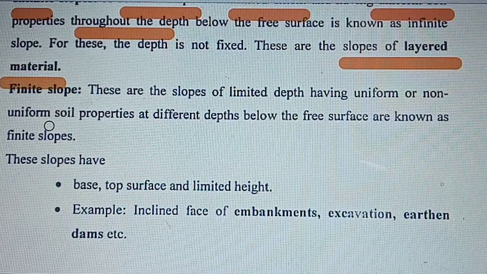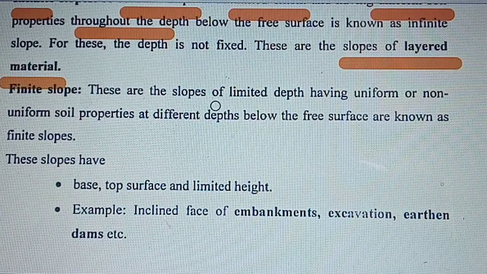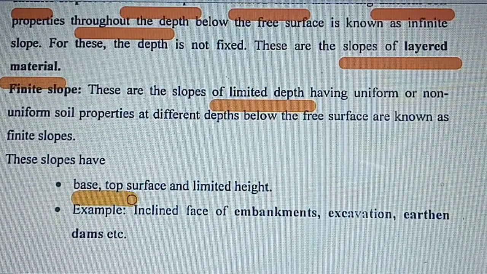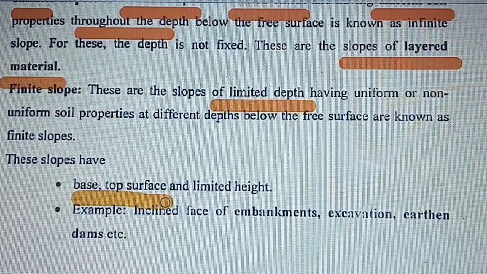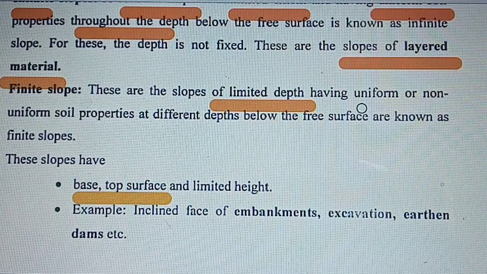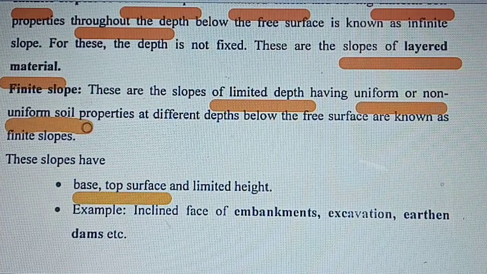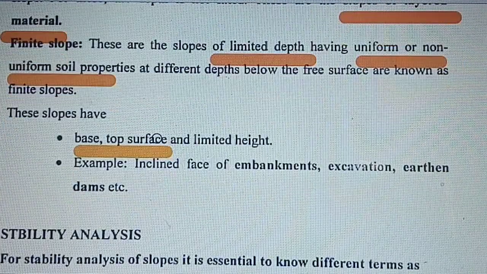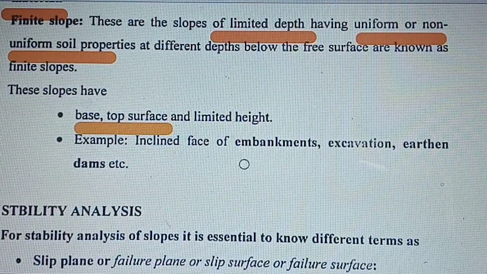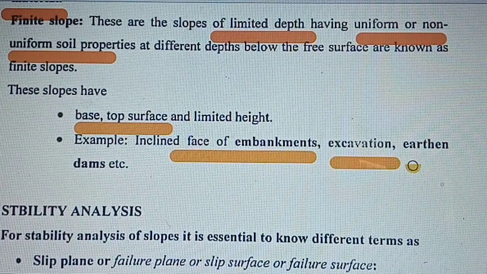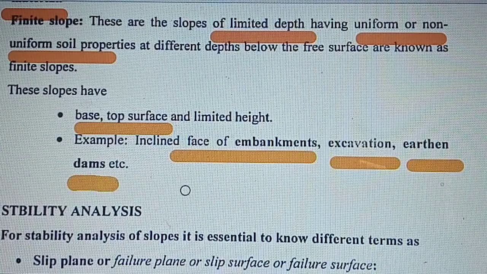Second is finite slope. In this case, the depth is limited. Also, in this case, base and top surface are fixed, but the soil properties are uniform or non-uniform at different depths. The examples of finite slope are inclined face of embankments, excavation, earthen dams.